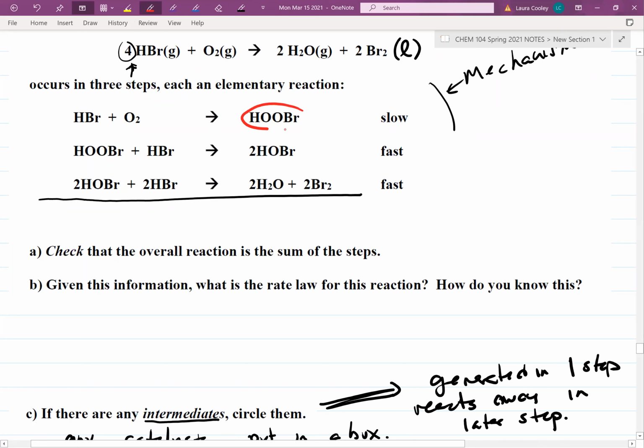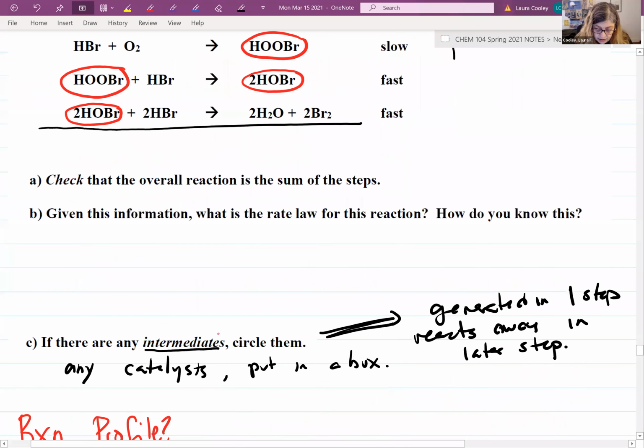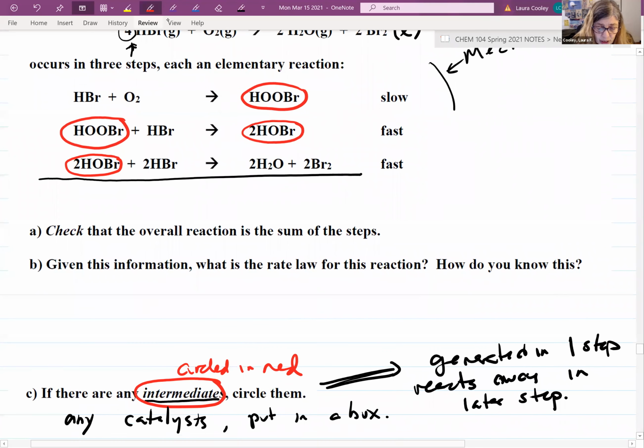HOOBr. Definitely. It's generated and then it goes away. Okay. What's another one? 2HOBr. Yeah, this actually has 2 intermediates, the same molecule, 2 of them, and then they react away. So these are circled in red. And I will cancel them, right? Because it's produced and then it goes away. And it's produced and then it goes away.